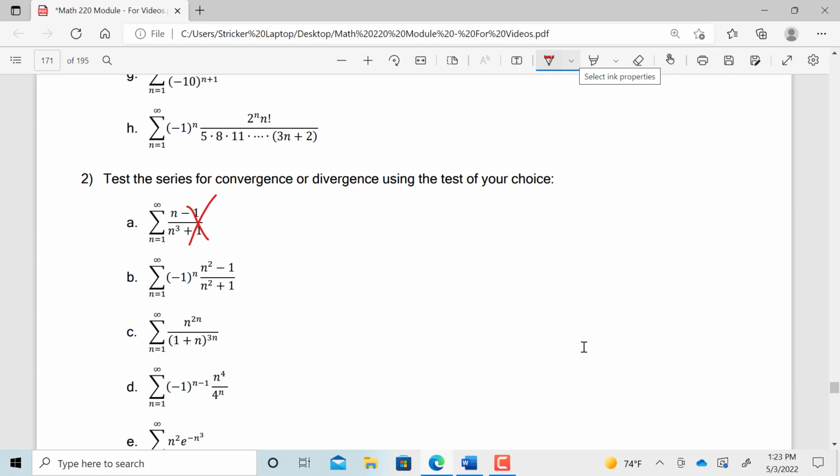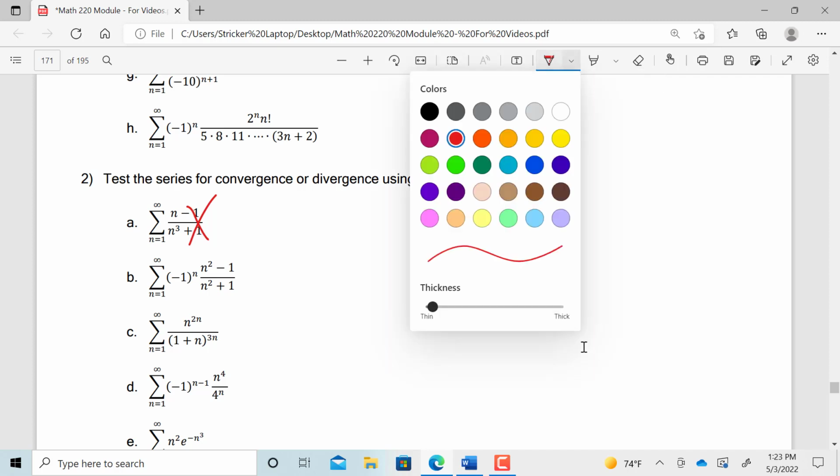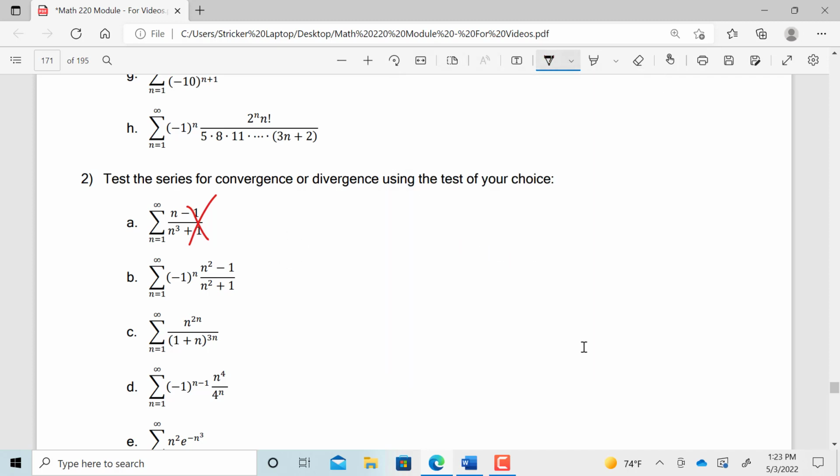So that makes me think, okay, well, maybe we can compare. In fact, you might be able to see that right away without even asking yourself the questions we already asked. So what we want to do is compare what we have with n over n cubed, which is equal to 1 over n squared. And the question becomes, can we use regular comparison or does it have to be limit comparison?